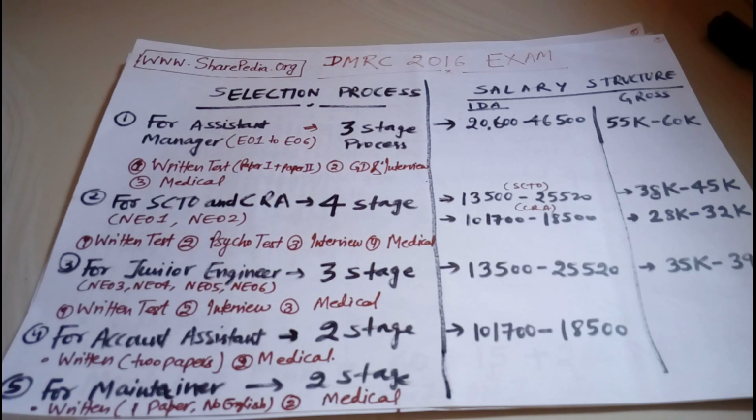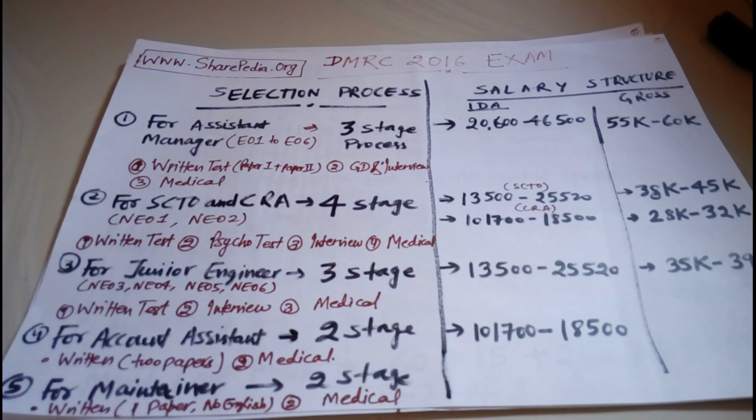Now we are talking about the selection process and salary structure. For assistant manager, that is the technical post E01 to E06, it consists of technical plus non-technical. It is basically a 3-stage process. The first stage is you have to qualify the written test. The written test consists of paper 1 plus paper 2. The second is GD and interview. If you are high in the merit list, then you will be shortlisted for GD and interview. After combining the marks of the written test plus GD and interview, you will be shortlisted for medical. And that is the last round for the assistant manager technical plus non-technical post.